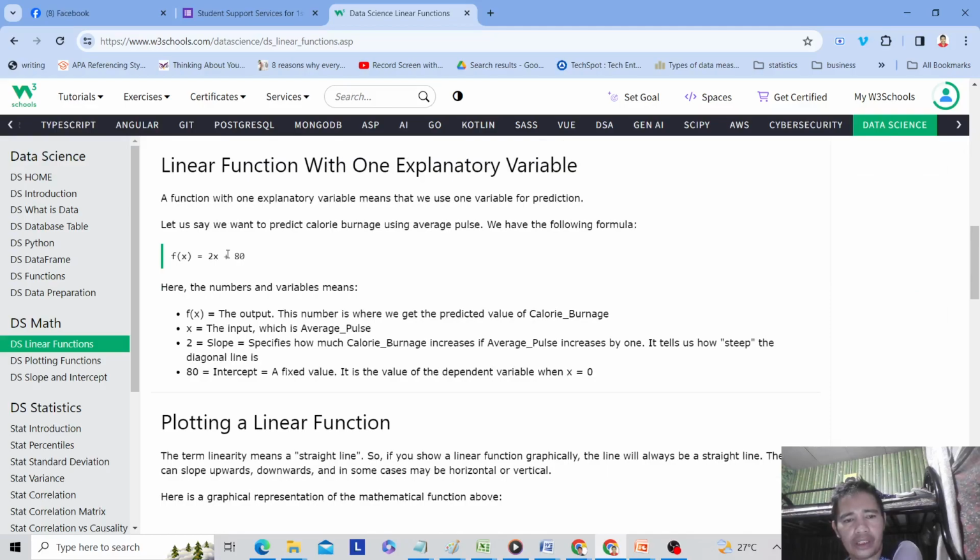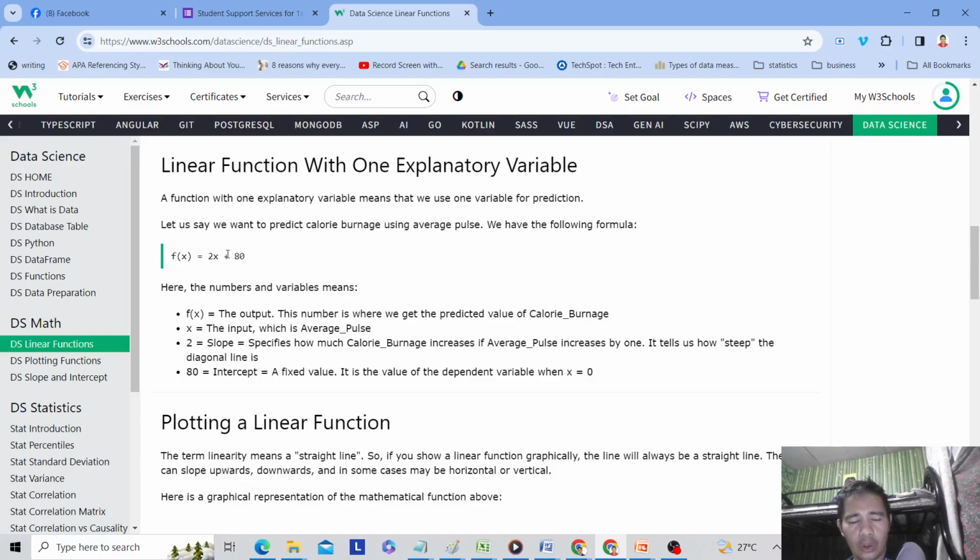So we have a linear function with one explanatory variable. A function with one explanatory variable means that we use one variable for prediction. Let us say we want to predict calorie burnage using average pulse. We have the following formula: f(x) is equal to 2x plus 80. Here, f(x) is the output, where we get the predicted value of calorie burnage. x is the input, which is the average pulse.